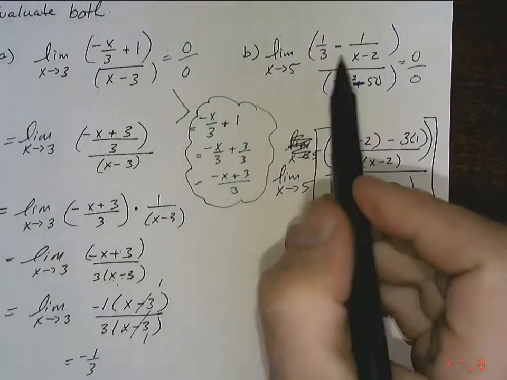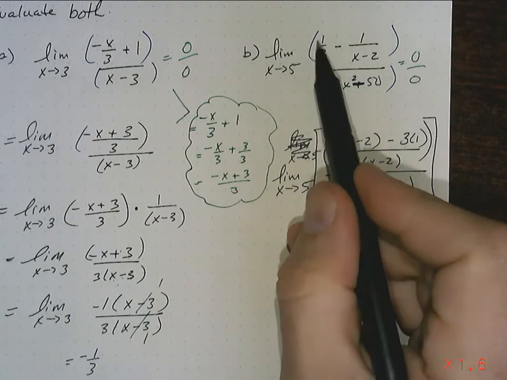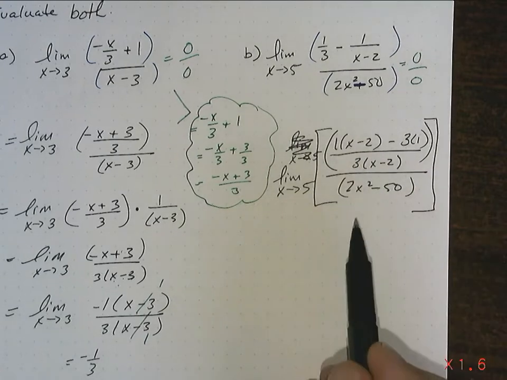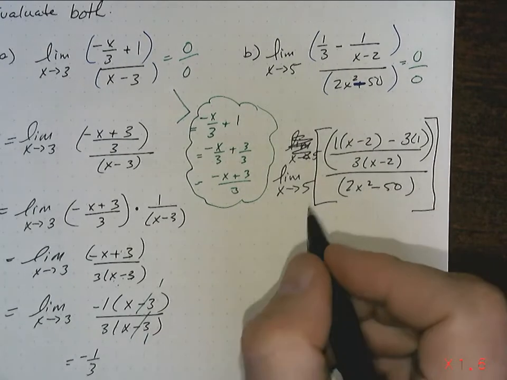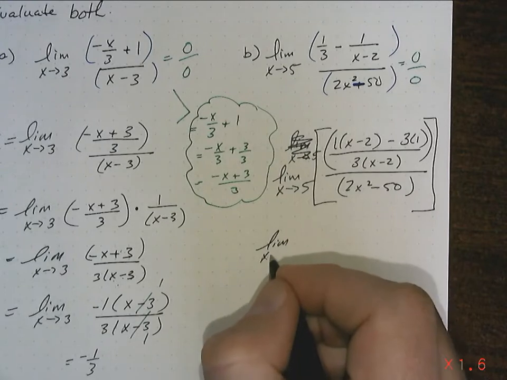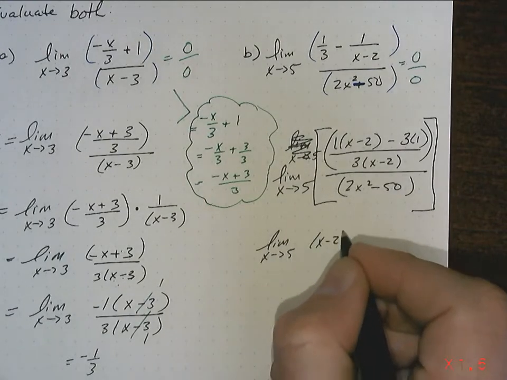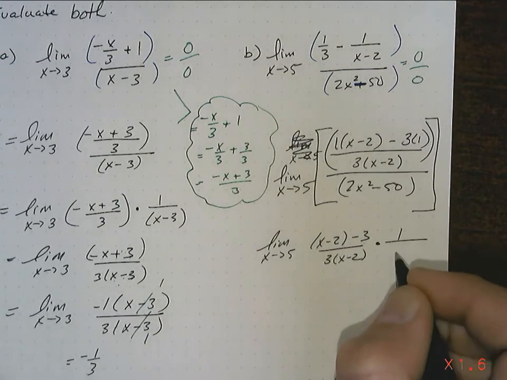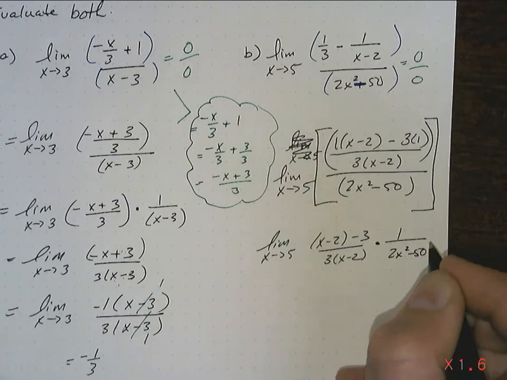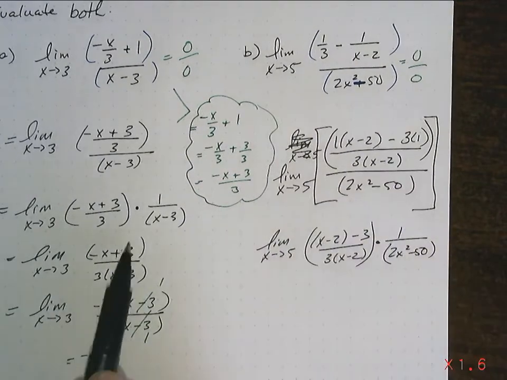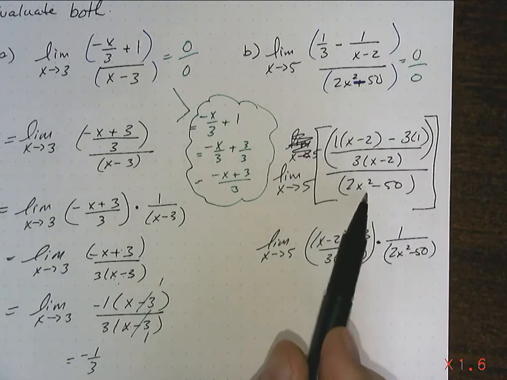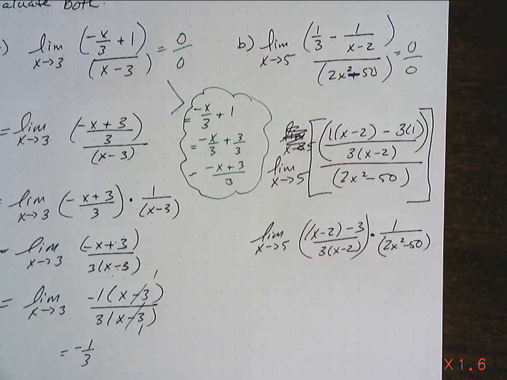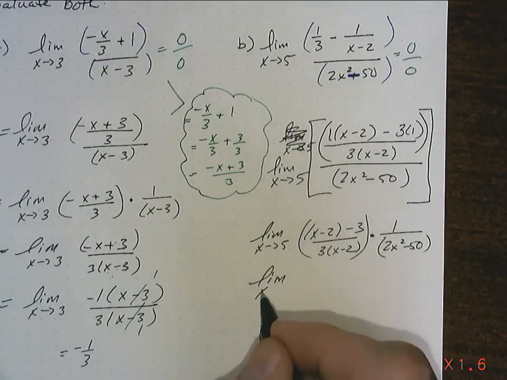So again, what I did was I cross-multiplied here. x minus 2 got multiplied by 1, the 3 got multiplied by the 1, and the bottoms were multiplied, which is 3 times x minus 2. That gives me the limit as x approaches 5 of x minus 2 minus 3 over 3 times x minus 2, times 1 over 2x squared minus 50. It's the same little trick I did here: I took the division and made it multiplication by the inverse. Now I'm just cleaning this up a little bit.